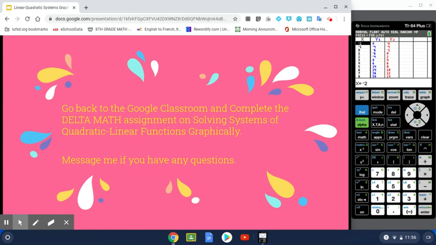And just go back to the Google Classroom, complete the Delta Math assignment on solving systems of quadratic linear functions graphically. There's going to be one graph, and then there's going to be about 5 just finding the points, okay? So message me if you have any questions, and good luck.